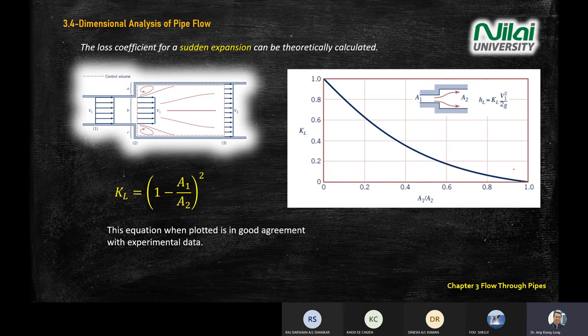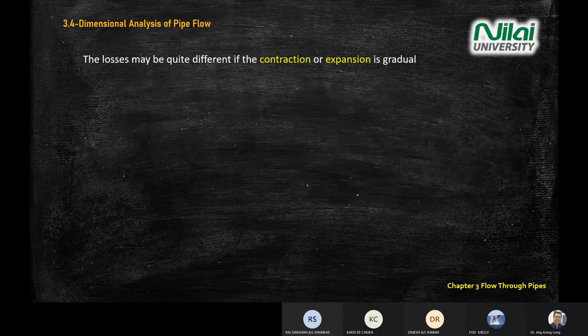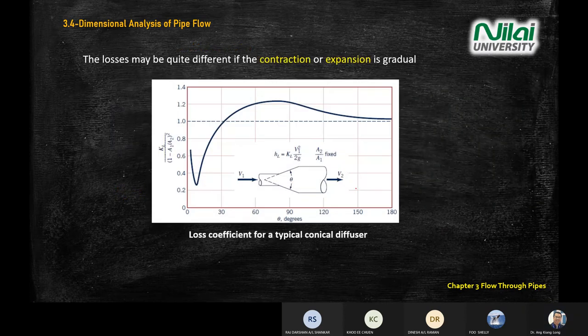So this is a graph that you can see from this equation. Small to big, small to big. And this equation proves this line. If you change the ratio, you can plot this graph using Excel.